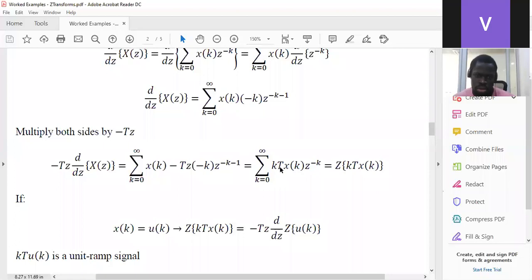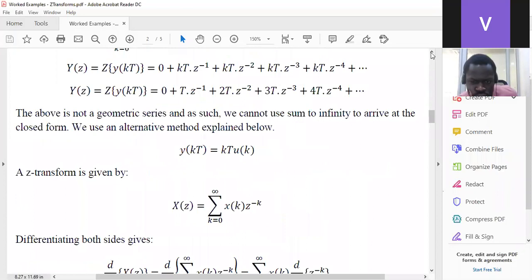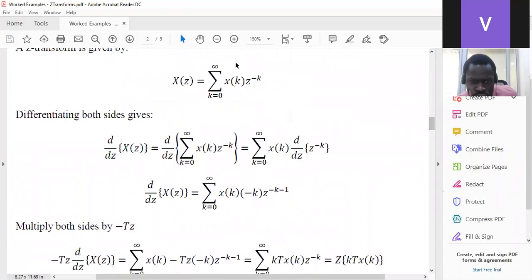K times t is kt. Then z minus k times z is going to give you z minus k. So that's why you have this z minus k here. So when you do this, you arrive at this. Then if you would observe, this particular expression we got is the same thing as this, except the kt. So if you look at it very well, this here is the same thing as this, except the kt here.